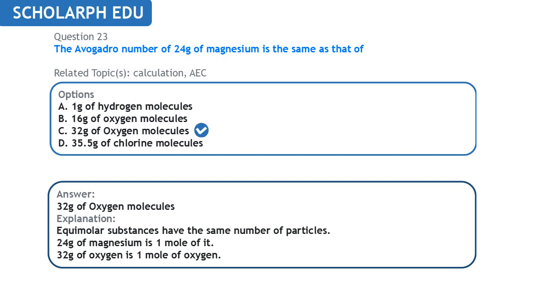1 mole of magnesium is going to have the same number of particles as 32 grams of oxygen molecule. Oxygen molecule is O2. In that O2, the atomic mass of oxygen is 16. So in that diatomic oxygen molecule, the molar mass is going to be 2 times 16, because there are 2 oxygen atoms in it. That is 32 grams, and that will be 1 mole of oxygen molecule. So 24 grams of magnesium, which is 1 mole, will contain the same number of particles as 1 mole of oxygen molecule, which is 32 grams.